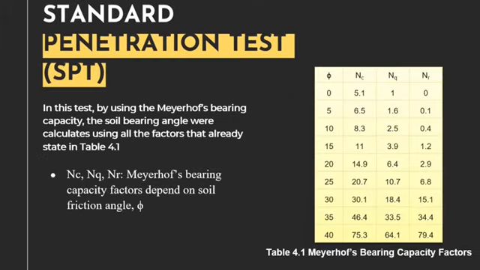Okay, for the last one, standard penetration test or SPT. In this test, by using the measure of bearing capacity, the soil bearing angle will be calculated using all the factors that are already stated in table 4.1. If you want to calculate the value of Nc, Nq, and Nγ, the measure of bearing capacity factors depend on the soil friction angle. As you can see from table 4.1, these are the measure of bearing capacity factors in general, and you can refer to this table.